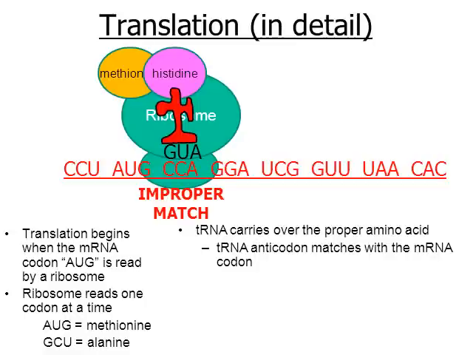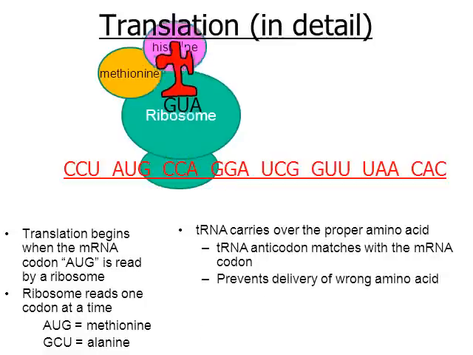The protein could be really affected negatively if this is allowed to proceed. So histidine in this example is the wrong amino acid. Again, the red codon CCA is the amino acid for proline. That's what I'm expecting. So because the red CCA codon does not match the black GUA anticodon, watch what happens. Transfer RNA will basically remove itself. Like the notes say, this prevents the delivery of the wrong amino acid.